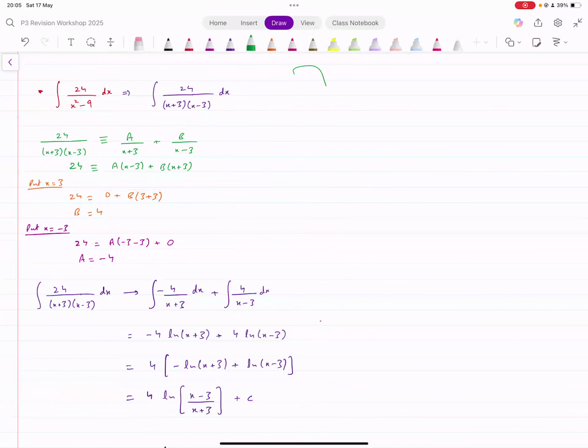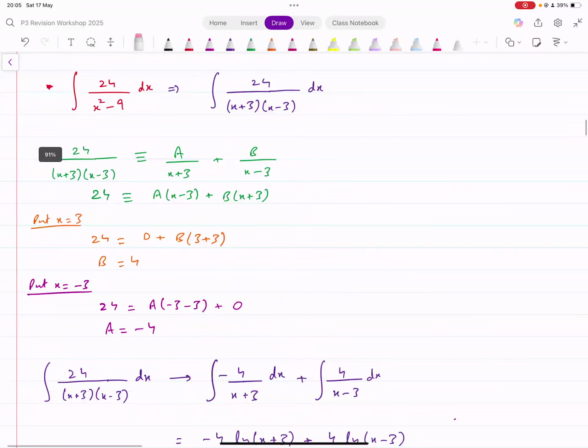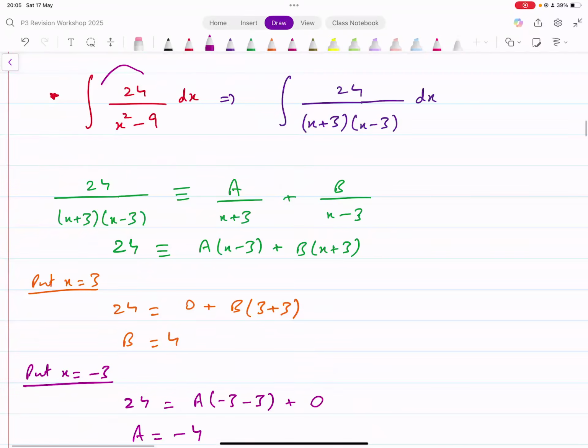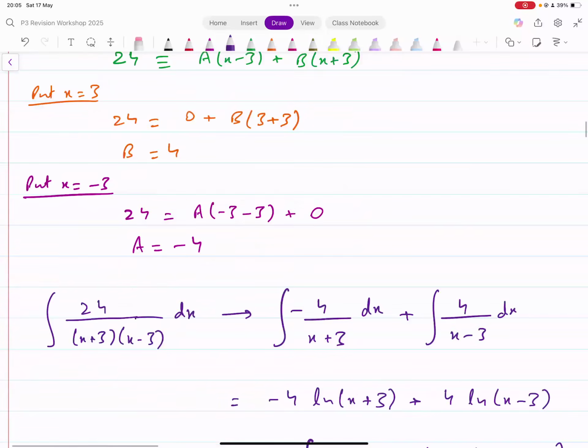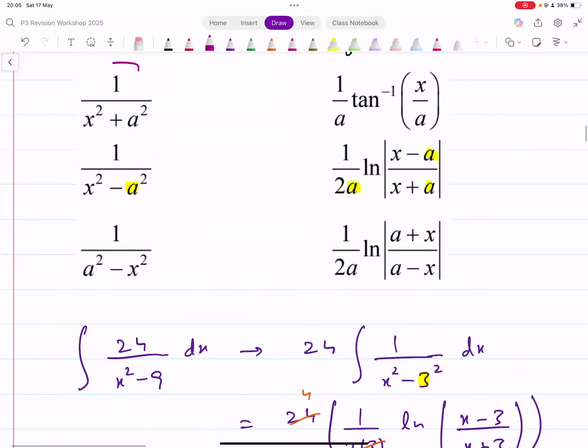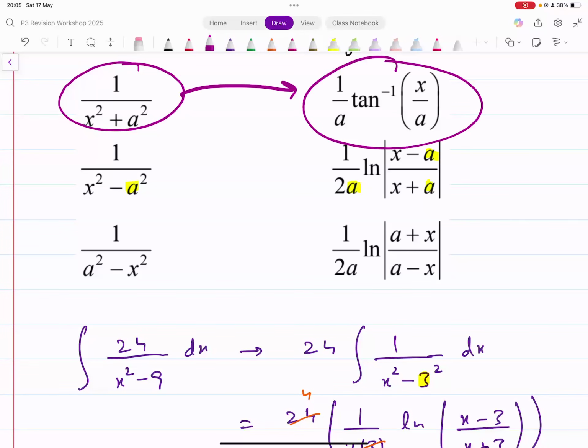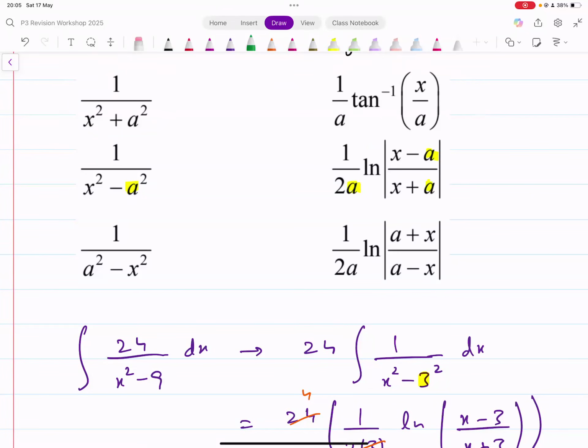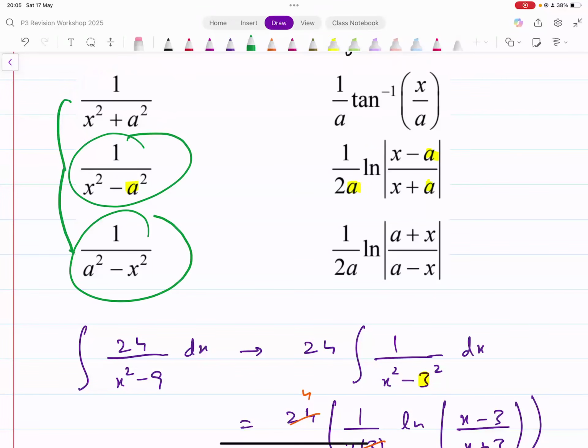However, this whole working is not required because the form that you have here is actually a standard form that is given in the formula sheet directly as well. If you look at the formula sheet, you would find that you have the tan inverse rule written here, 1 over x squared plus a squared, that is 1 over a into tan inverse of x over a. And along with that, you've got 2 other forms written. That's 1 over x squared minus a squared and 1 over a squared minus x squared.